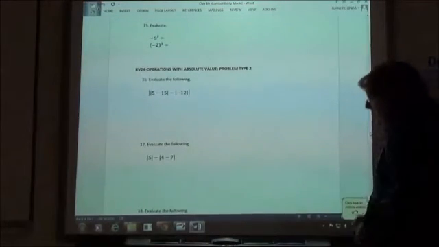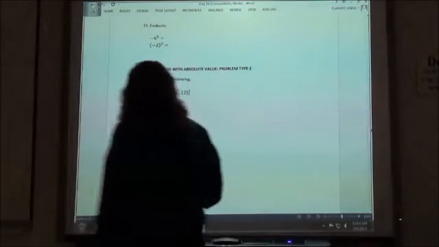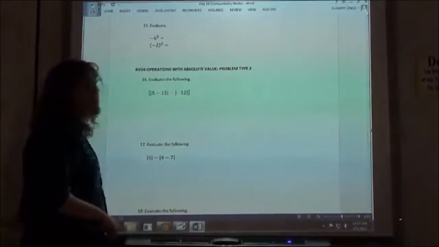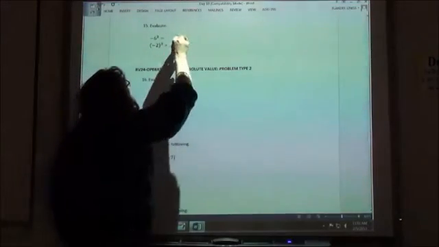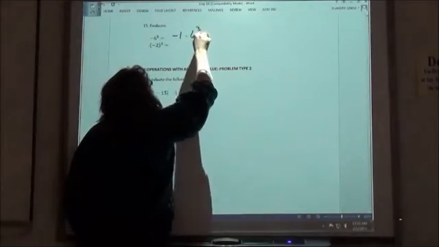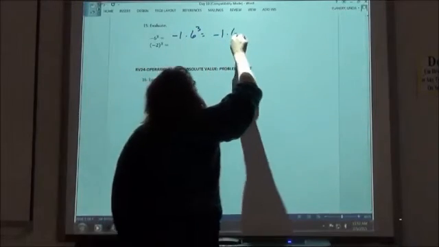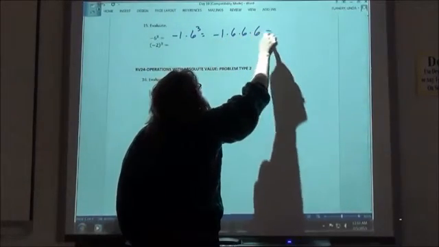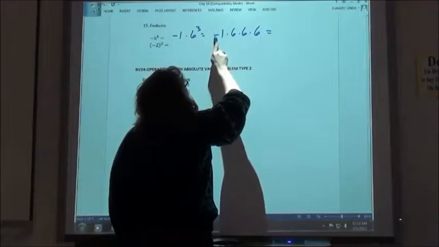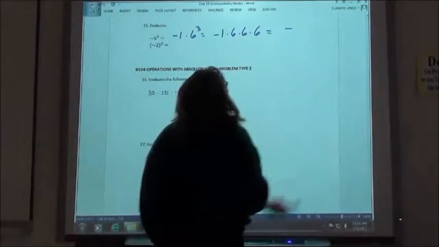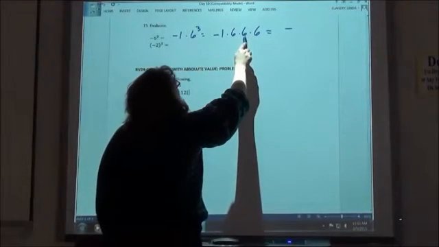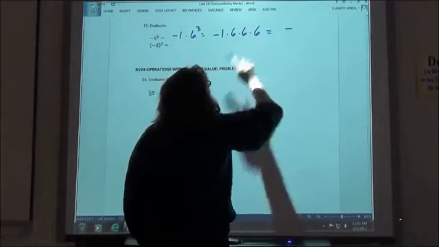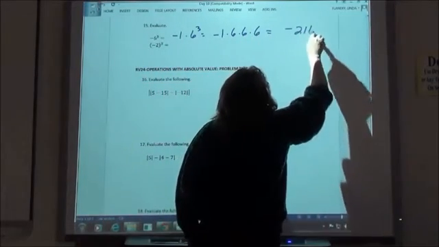Number 15. Again, I've got that negative sign in front of my 6 to the third. It is not in parentheses. It means negative 1 times 6 to the third. So negative 1 times 6 times 6 times 6. There is only one negative sign. My answer is negative. 6 times 6 is 36. 36 times 6 we did earlier was 216.